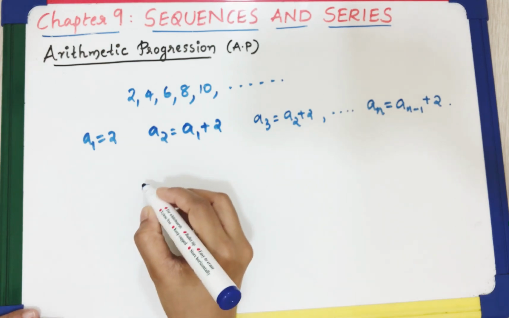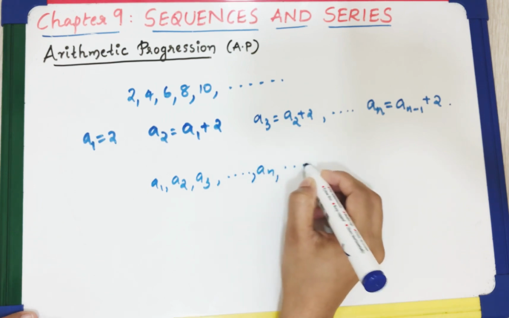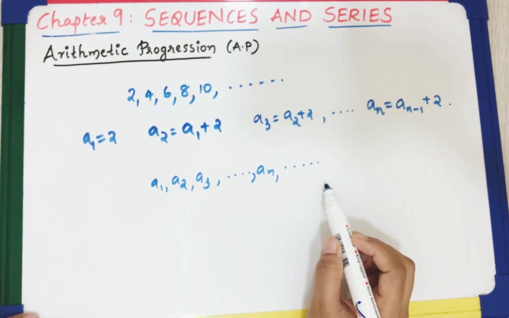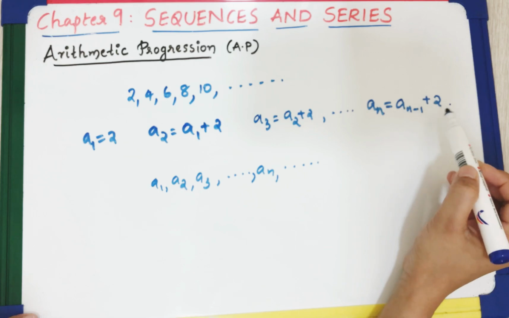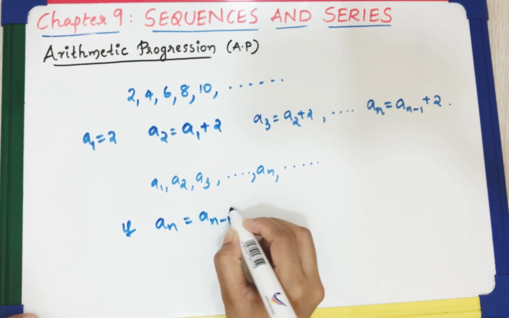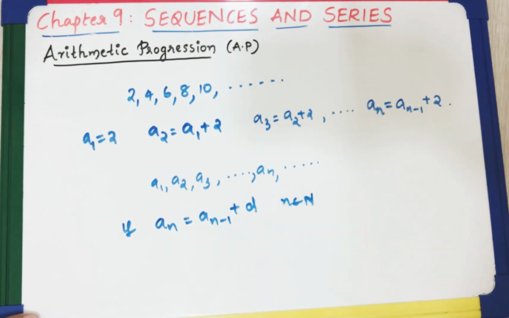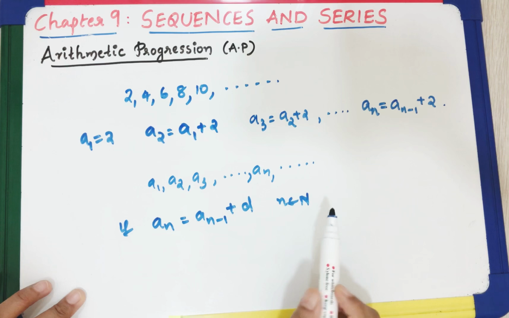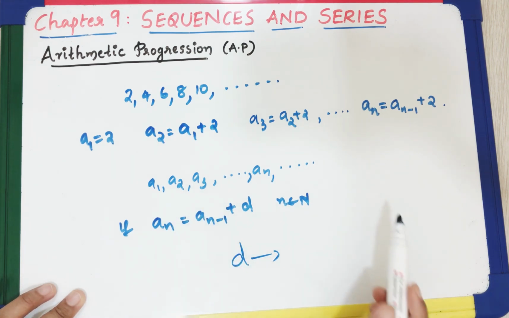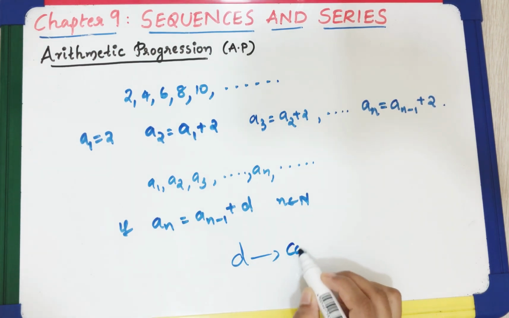Generally, consider a sequence a1, a2, a3, etc., an, etc. This sequence is called an arithmetic sequence or arithmetic progression if an is equal to an minus 1 plus some d, for n belongs to N. Or an arithmetic sequence is a sequence obtained by adding a fixed term or a constant term d to the preceding term. And this constant term is called the common difference.